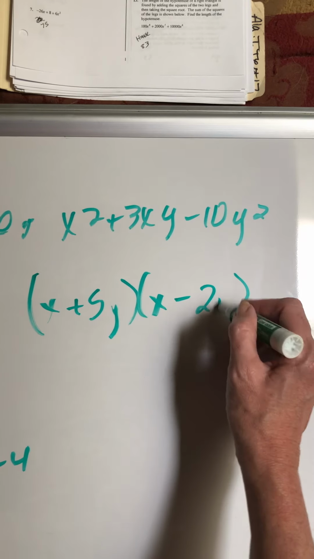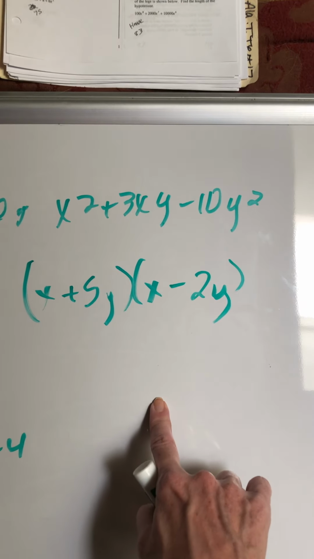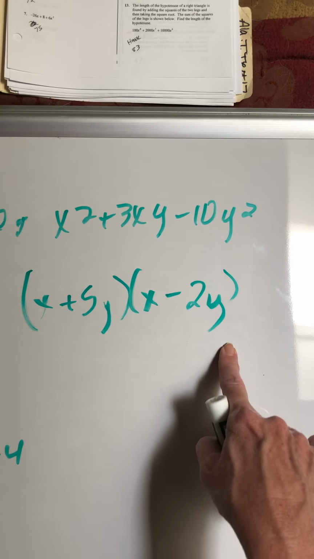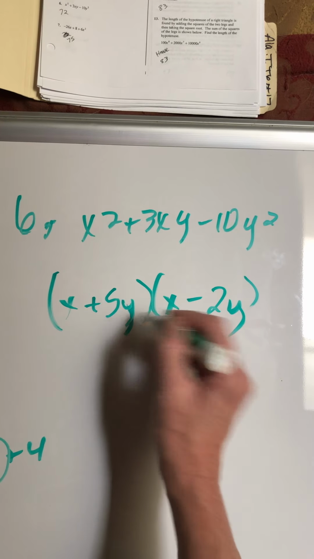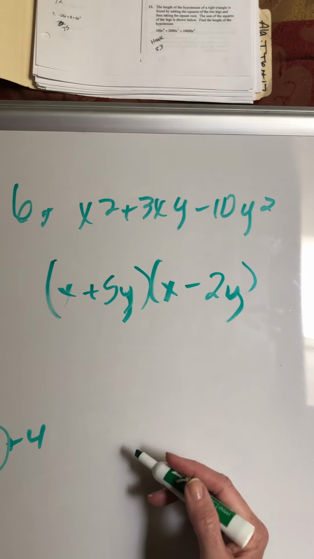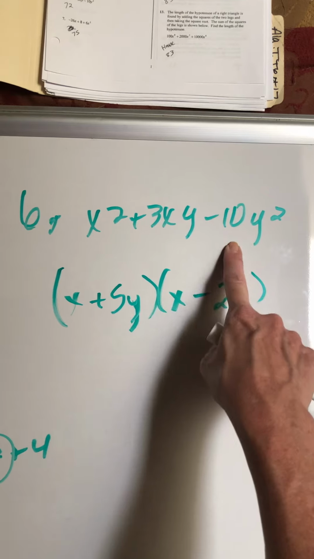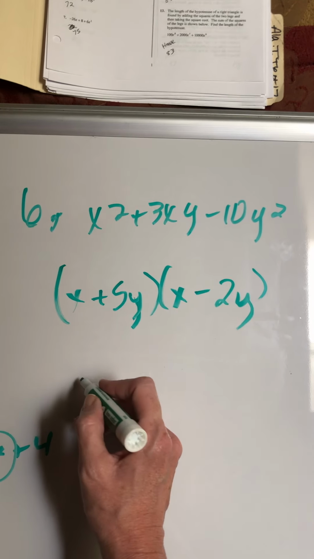And then I've got to tack a y on because of that y squared. So when I do 5y times 2y, I get that 10y squared. So the y's just kind of follow you along there. But it still works the same. We need the factors of negative 10 that give positive 3.